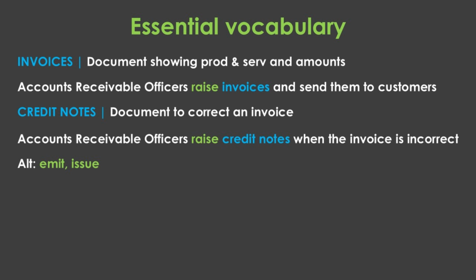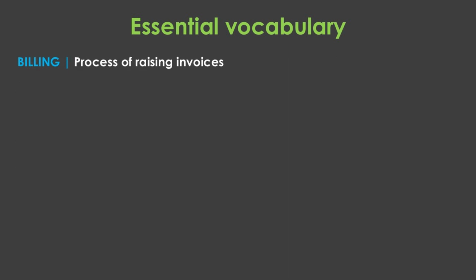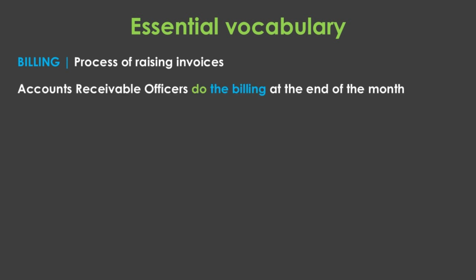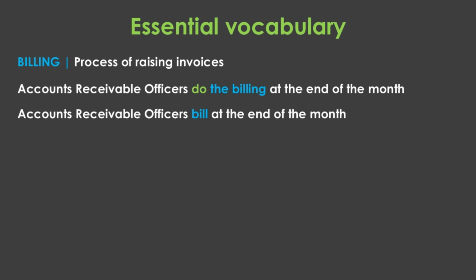Our next term is billing. Now, billing refers to the process of raising many invoices for many customers. Usually a company will bill all their customers at the end of the month. So we can either say accounts receivable officers do the billing at the end of the month. So the verb we use is do with billing. Or accounts receivable officers bill at the end of the month. We can simply use billing as a verb, in this case, bill.